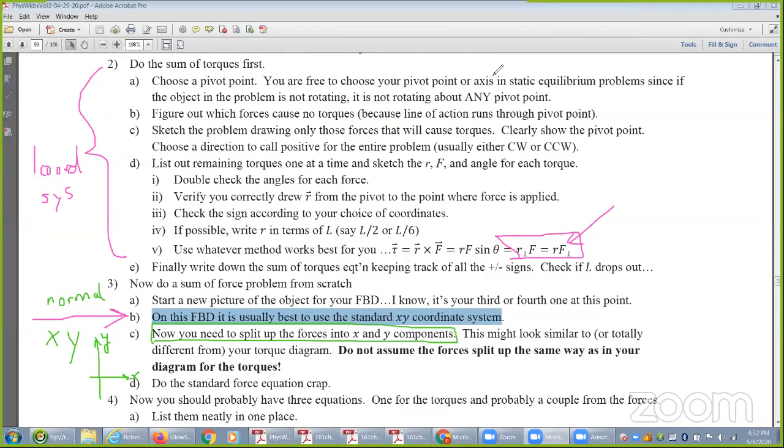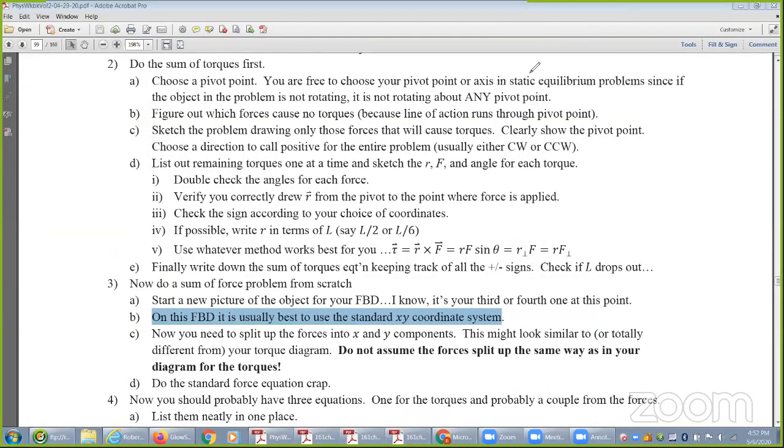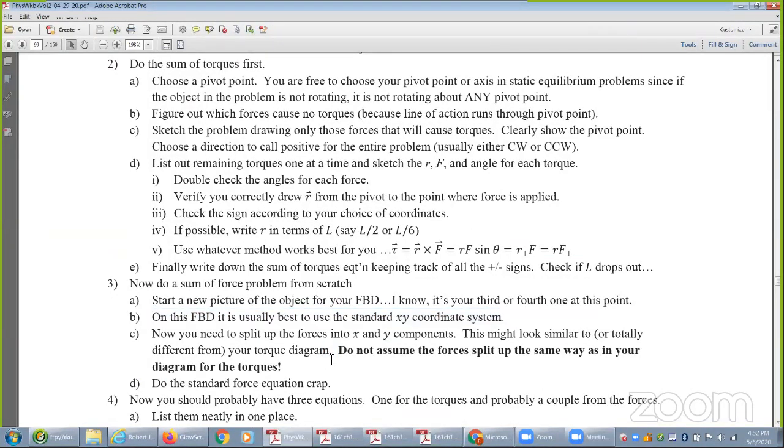Okay, at risk of boring you, I know I'm going a little bit slow here, but I want to emphasize this. It's really huge. This bold line here: do not assume forces split up the same way. And let me see if I could give you an example really quick.